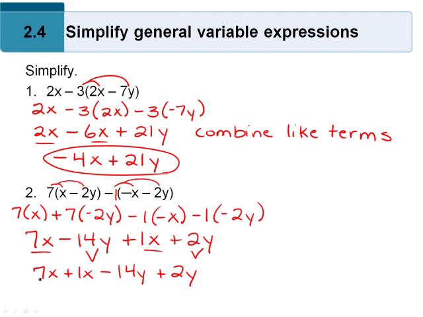So now you've got x's and y's that you're going to combine together. So 7x plus 1x would be 8x, and then negative 14 plus 2, you're going to subtract and keep the sign of the bigger number, would be negative 12y, and that would be it.